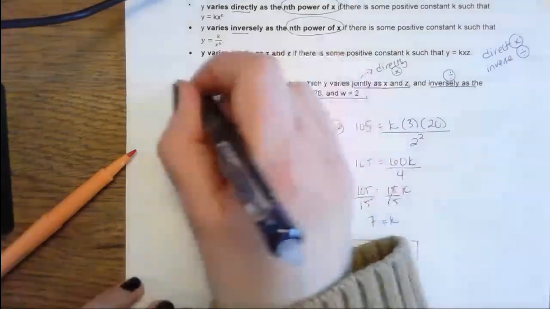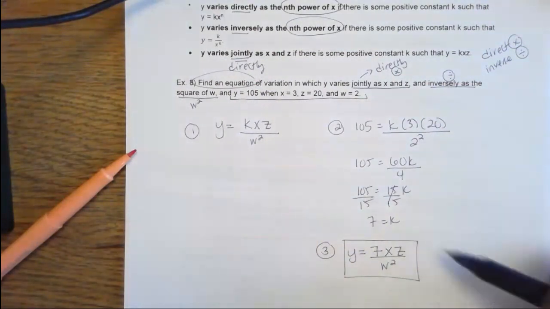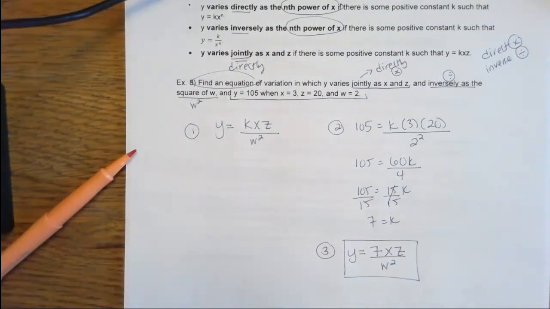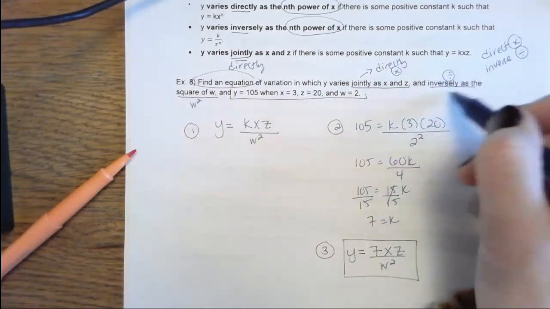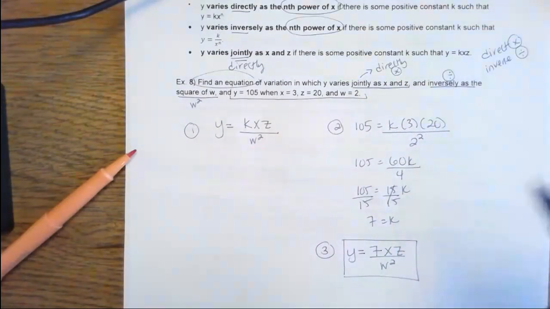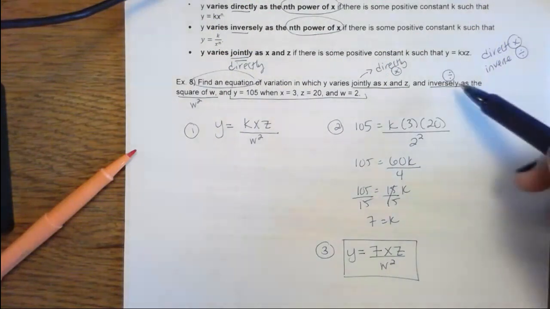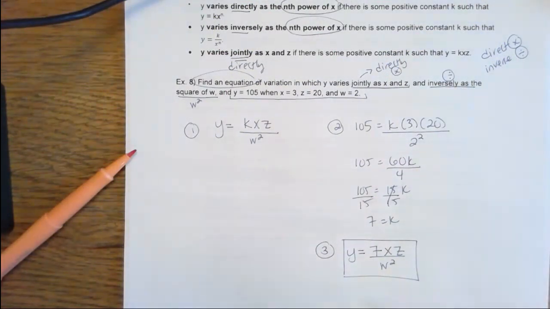Now here our question was to only find an equation, so I don't have to do anything else, and I'm done. But if I had other things to solve for, I could keep going and now use my equation. So the big thing is to just watch out for those keywords. Directly and jointly are both straight multipliers. Inversely is the dividing one. So be careful. This is always missed on the quizzes. This is where students make mistakes. So watch out for those that are indirect or inverse variation. And then just take your time. So they have 3 steps to find the equation.